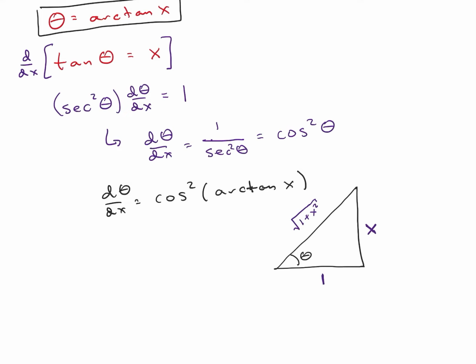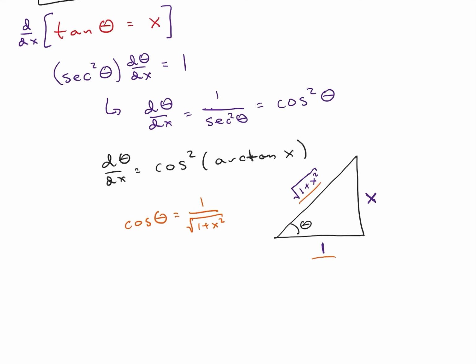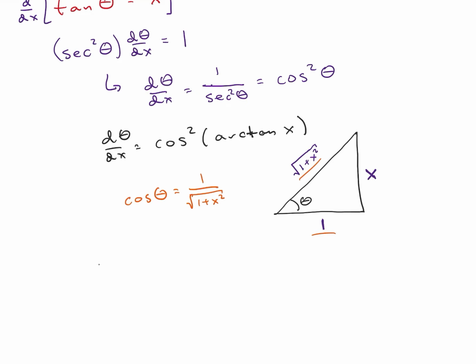So that gives me a little bit of a relation between theta and the sides of my triangle. So if I took cosine of theta now, I know that cosine of theta is going to be equal to 1 over the square root of 1 plus x squared, because I just have adjacent over hypotenuse. And this is where this all comes from. So now I get d theta dx is equal to cosine squared of theta. So cosine squared of theta, which is equal to 1 over the square root of 1 plus x squared squared.